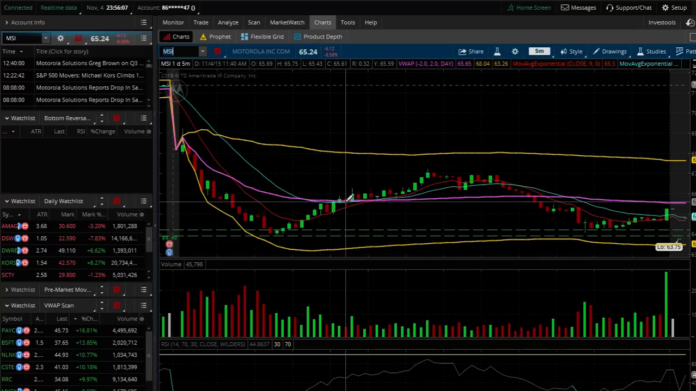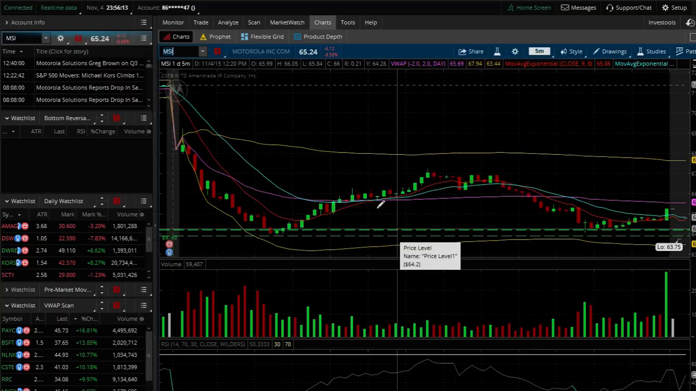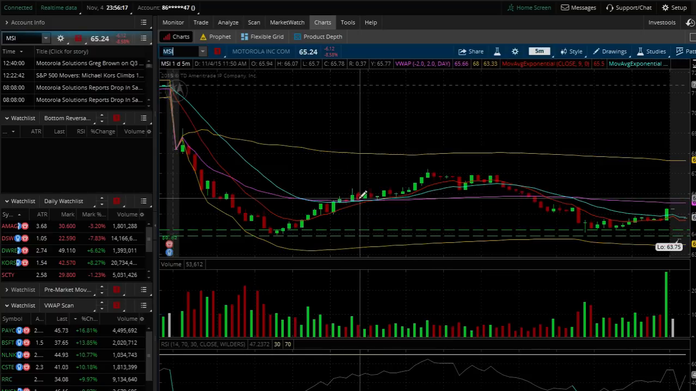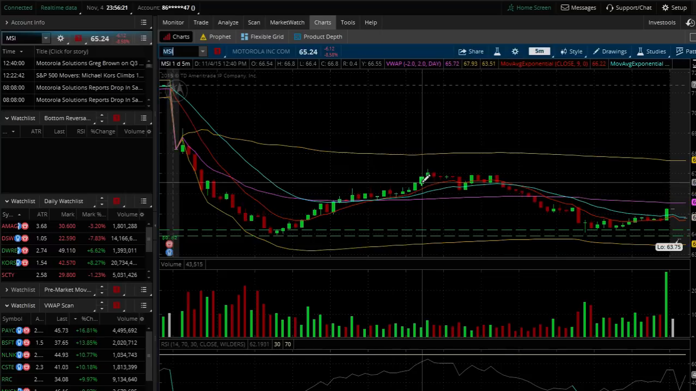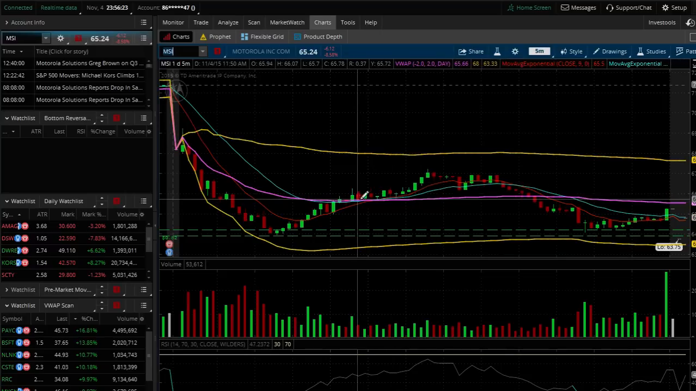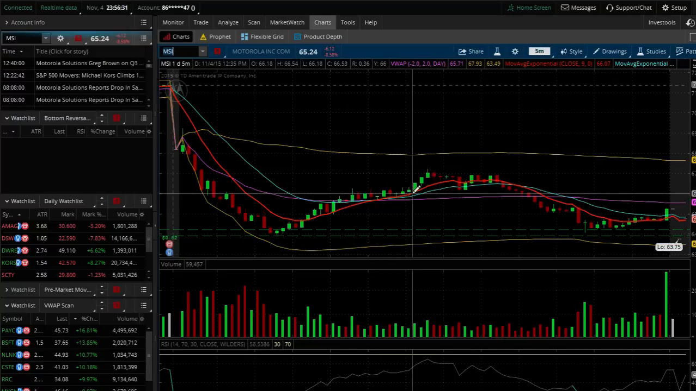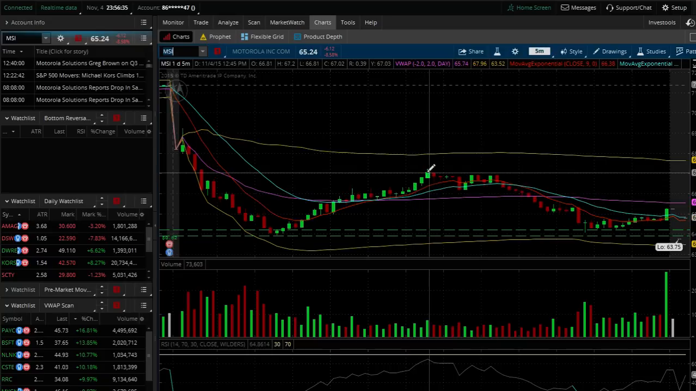This is either going to test VWAP and fail and come back to support, or it's going to push the VWAP, hold above it, and then pop off of it. And you want to see this consolidation, because the more it consolidates here above the VWAP, above the moving averages, the stronger it's going to get, and the more likely it's going to give you a nice move up.